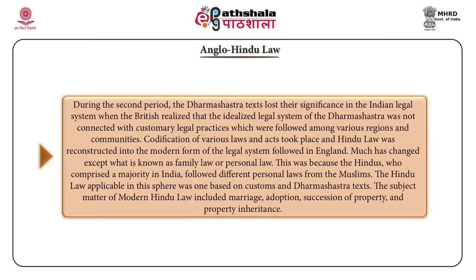Codification of various laws and acts took place, and Hindu law was reconstituted into the modern legal system that was followed in India. So much has changed except what is known as family law or personal law. This was because the Hindus, who comprised the majority in India, followed different personal laws from the Muslims. The Hindu law applicable in this sphere was one based on customs and Dharma texts. The subject matter of modern Hindu law included marriage, adoption, succession of property, and property inheritance.